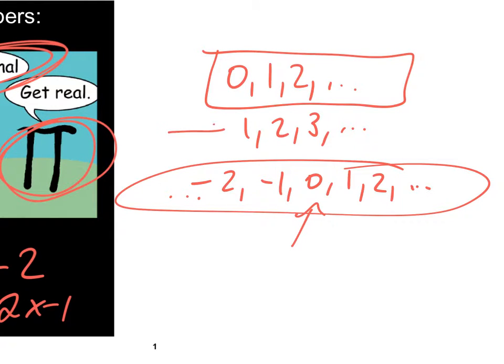And then what's the last group? Anybody remember this one? Starts with 1, as in 0 is not in the club. 1, 2, 3, and it keeps going forever. Those are called naturals.